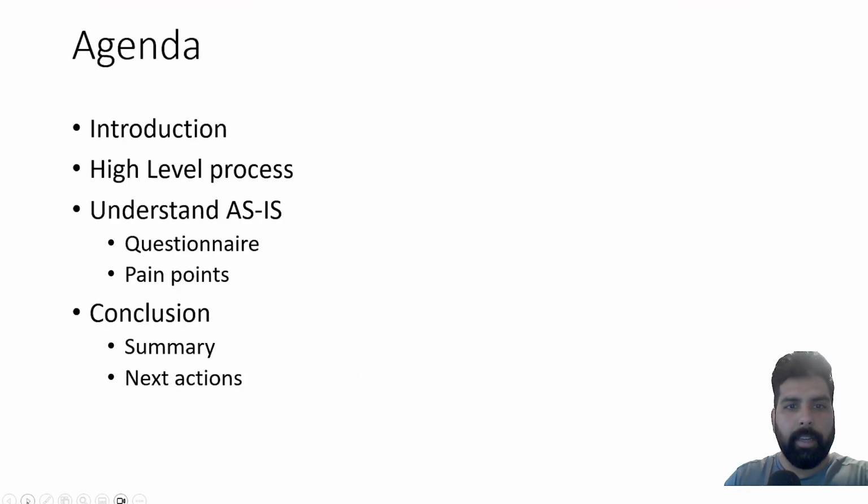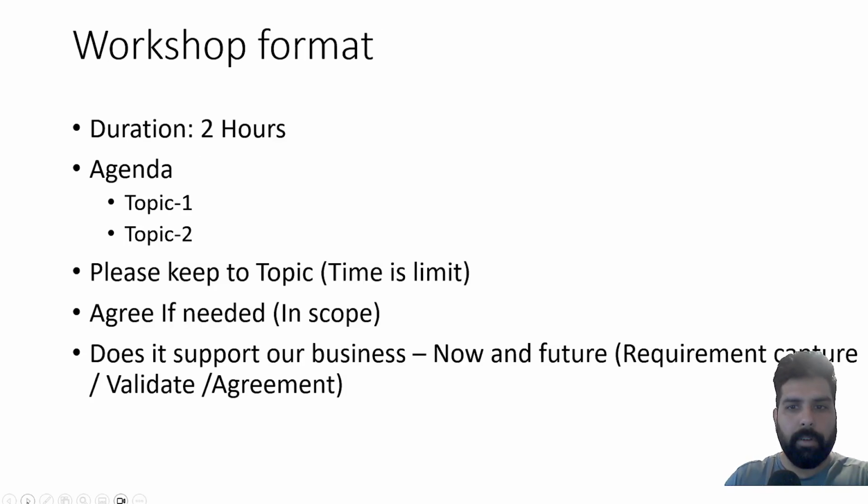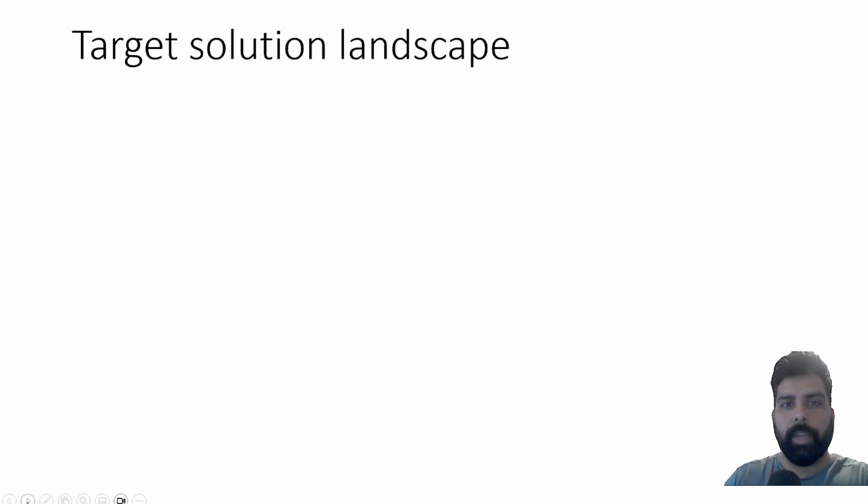Then you can have the agenda slide where you set up what the agenda is you are going to have for this workshop. Purpose and objective. You have the workshop format, what you are going to do. So you can have a duration, agendas, like keep to the topic and agree if needed. So all these things you can define in your PowerPoint template as one of the slides. Current solution landscape which the customer is having, so that they can relate to what you are having today. And then you can define how this is going to be replaced in future, what it looks like.